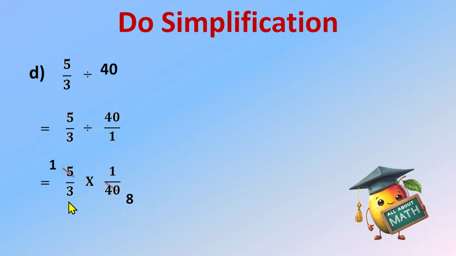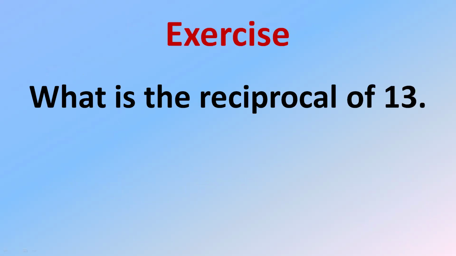So we have done the cutting. Up down cutting not possible, cross cutting not possible. So 1 times 1 is 1, 3 times 8 is 24. So 1 by 24, we got our answer. And this is the reduced form, the simplest form. We can't do further reduction of this fraction. So it's very easy. Just remember, keep, change, flip. Flip means interchange.